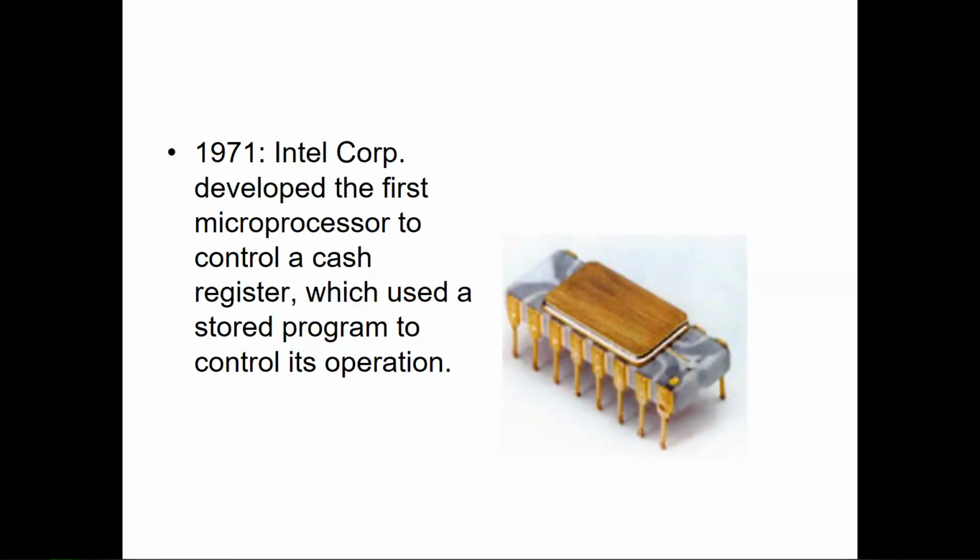In 1971, Intel Corp was able to develop the first microprocessor to control a cash register and store programs to control its operation. So we've gone from all these big clunky vacuum tubes and diodes and everything else to smaller and smaller computer chips. In other words, we're about to have a computer not take up a whole room. We're about to be able to have a computer become what we think of as an old desktop.